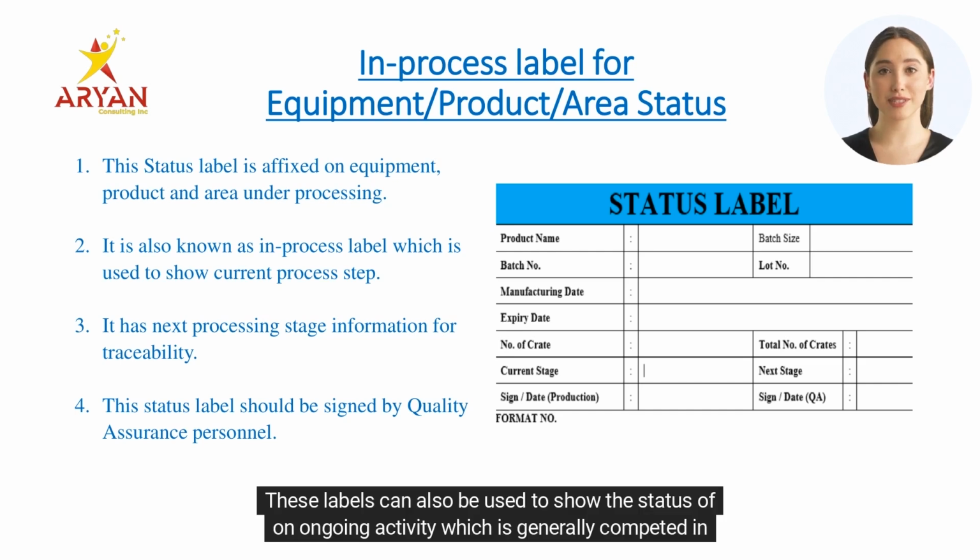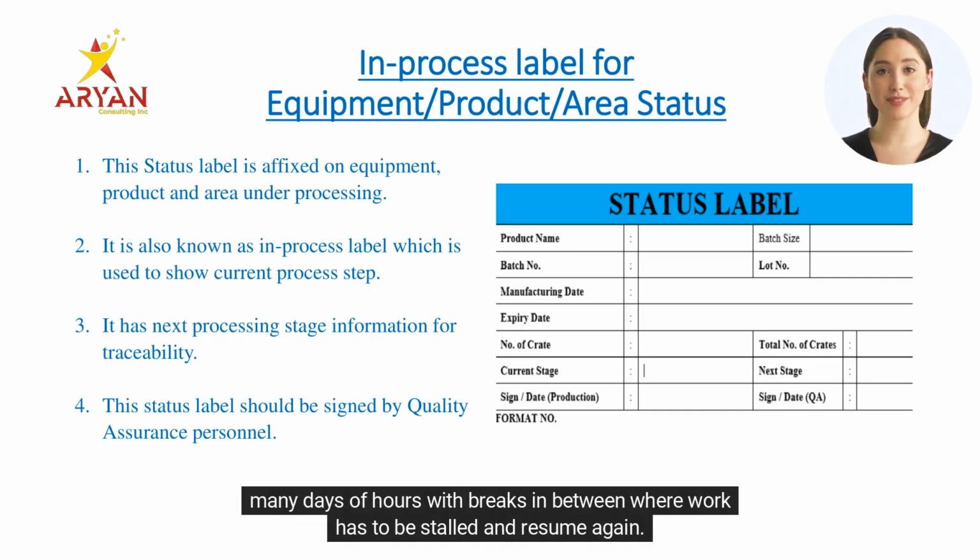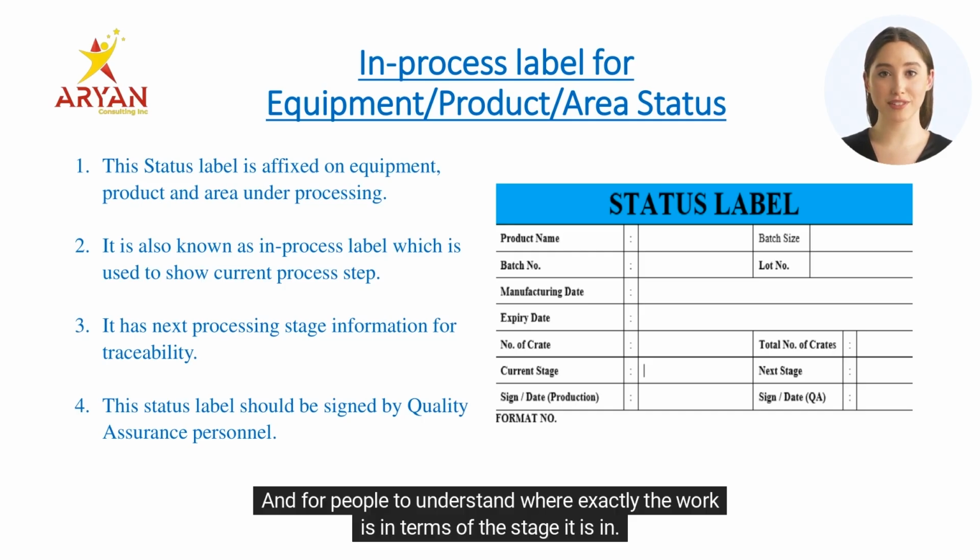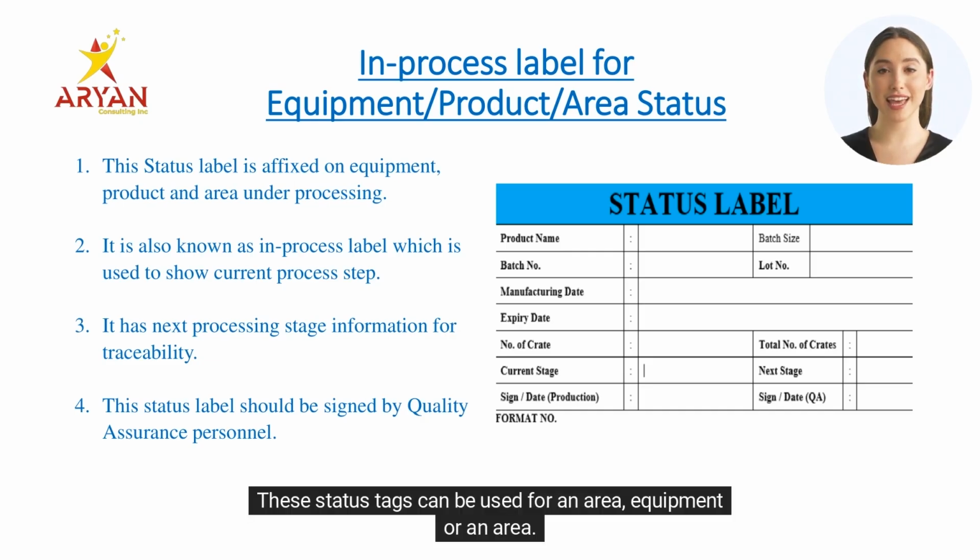These labels can also be used to show the status of an ongoing activity, which is generally completed in many days or hours with breaks in between where work has to be stalled and resume again, and for people to understand where exactly the work is in terms of the stage it is in. These status tags can be used for equipment or an area. For an instance, a production is ongoing for 3 days in a clean room.